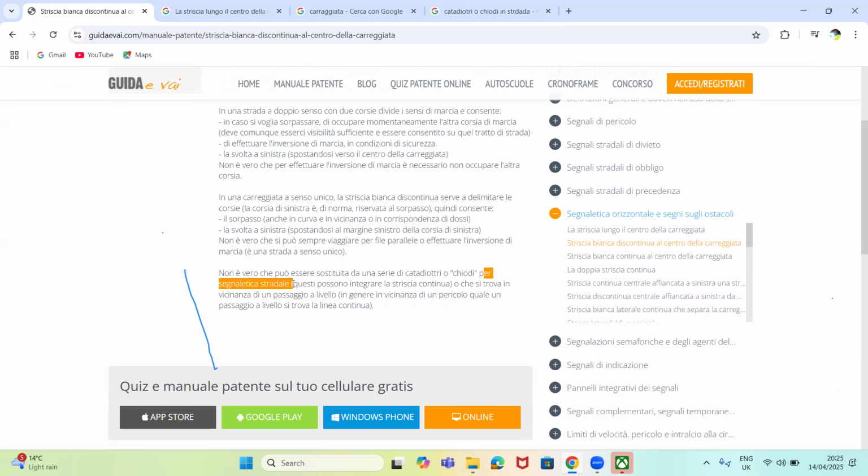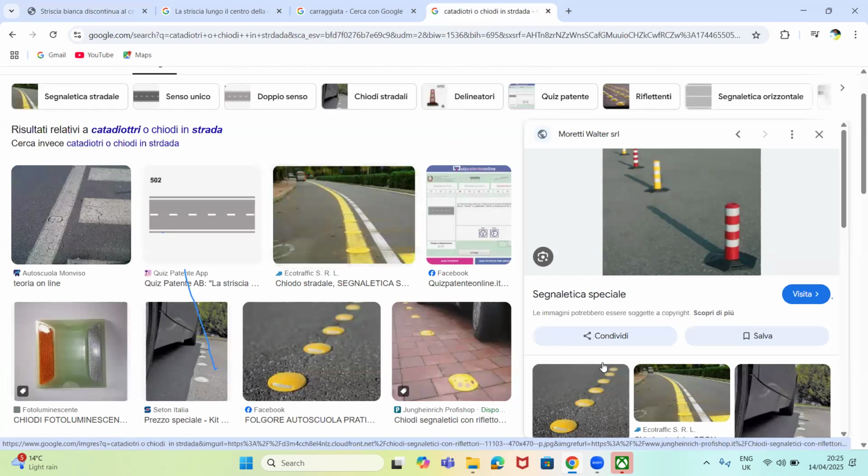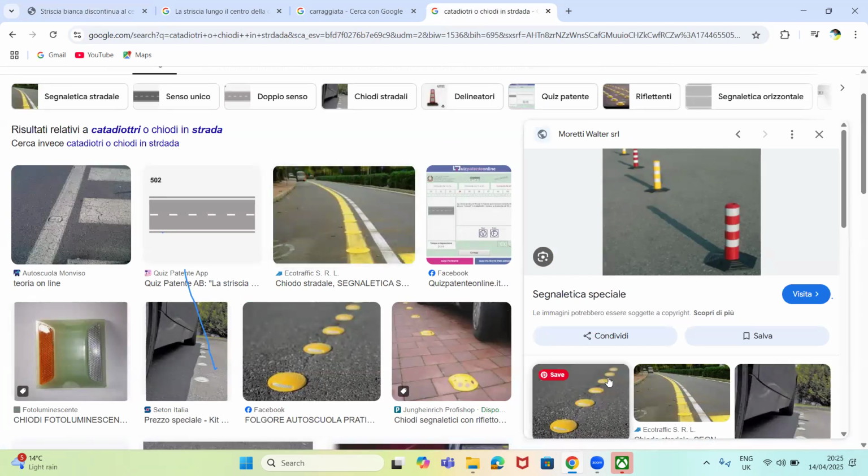Those particular things, watch, write it down like this. They cannot substitute this continuous line. All these things we see on the ground here, all these bulbs, they cannot substitute this continuous line, but they can integrate it. Watch, they wrote it here.